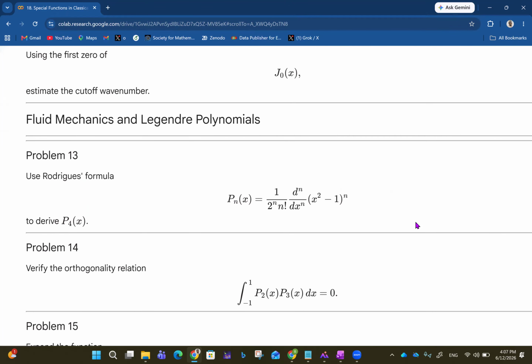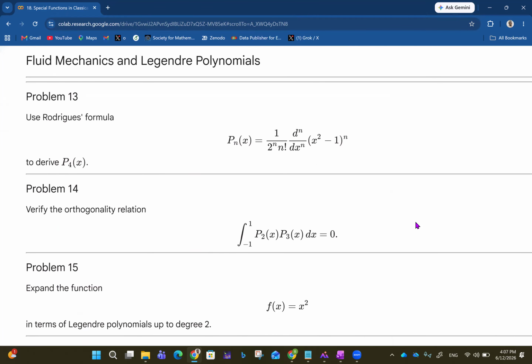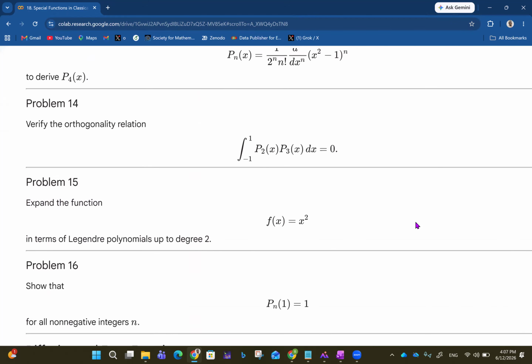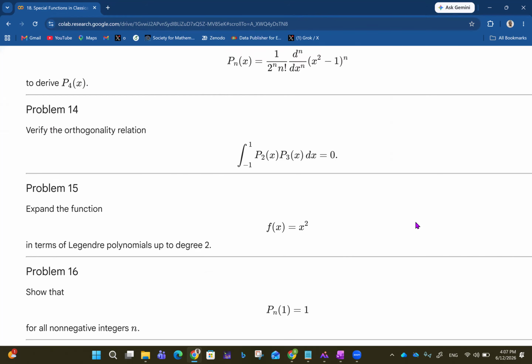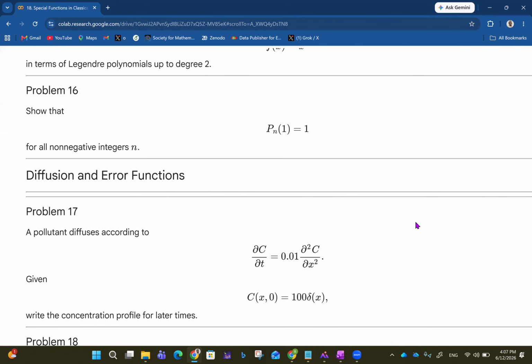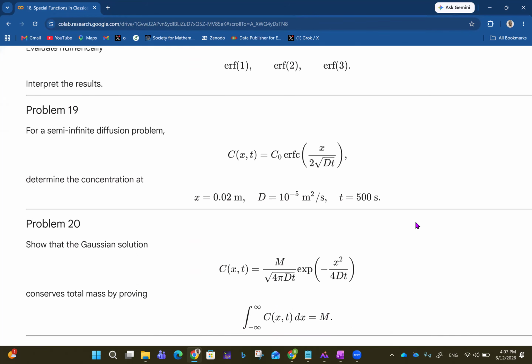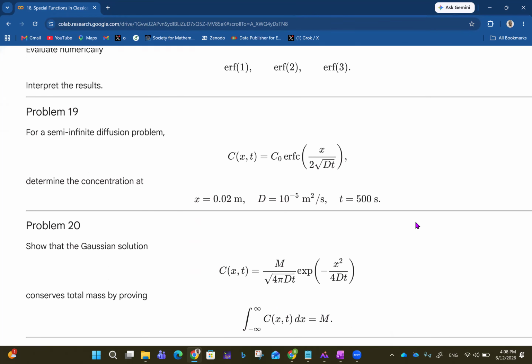Then we have fluid mechanics and Legendre polynomials. That's problems 13, 14, and 15. Then we have 16 also. Then for diffusion and error functions, we have problems 17 and 18. Then 19 and 20.